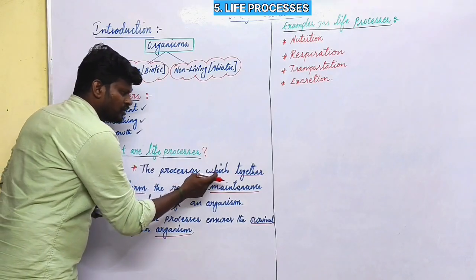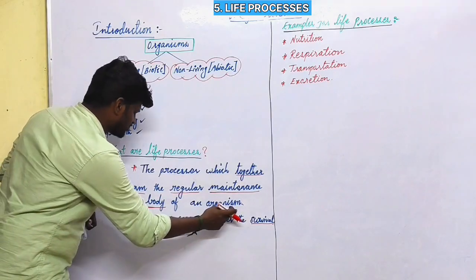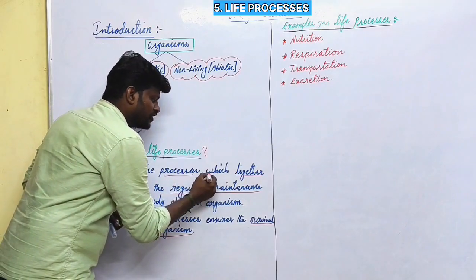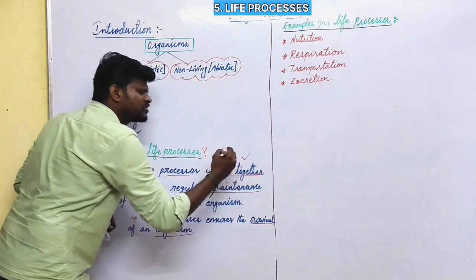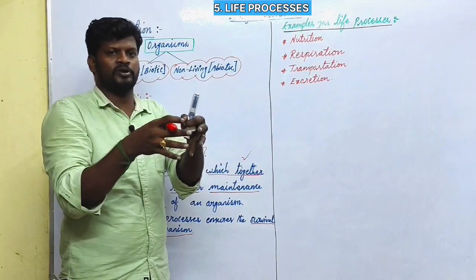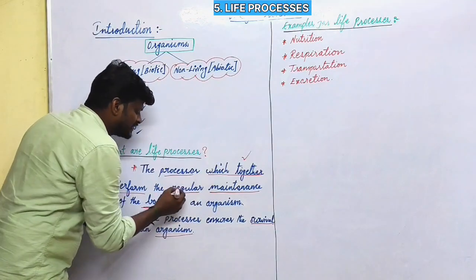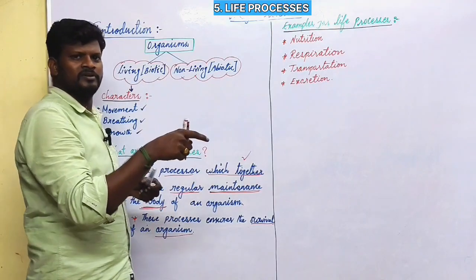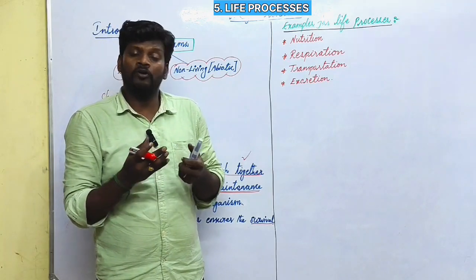The processes which together perform the regular maintenance of the body of an organism. Very important. Here we are saying the processes which together perform. Together perform in the sense that they are not talking about a single process. There are a multiple number of processes which are functioning together, together for what? To maintain the regular maintenance of the body. What is maintenance here? What kind of maintenance work is going on in the body of an organism?